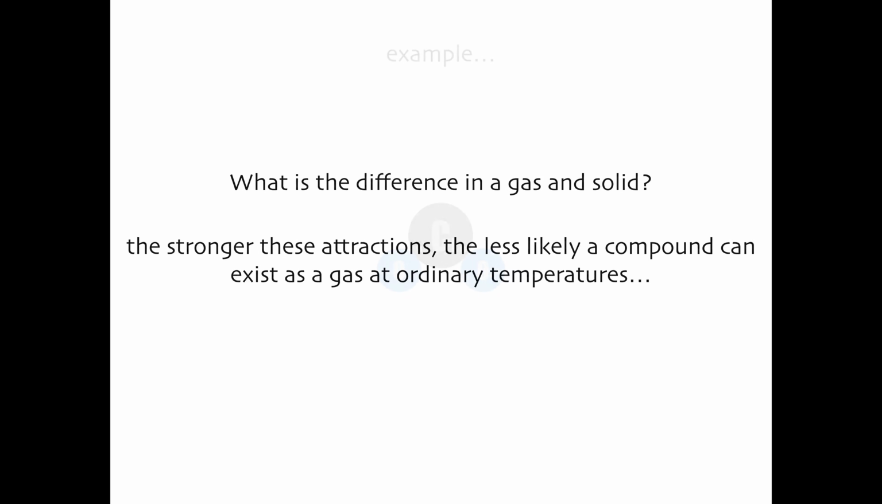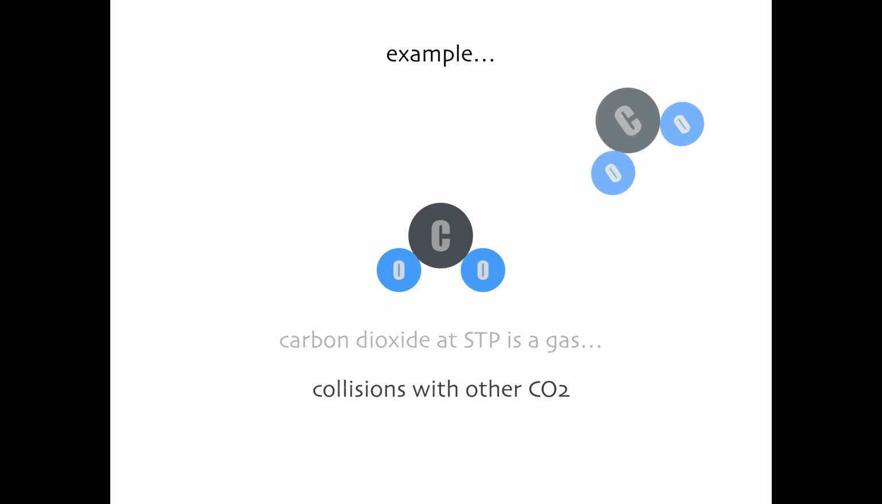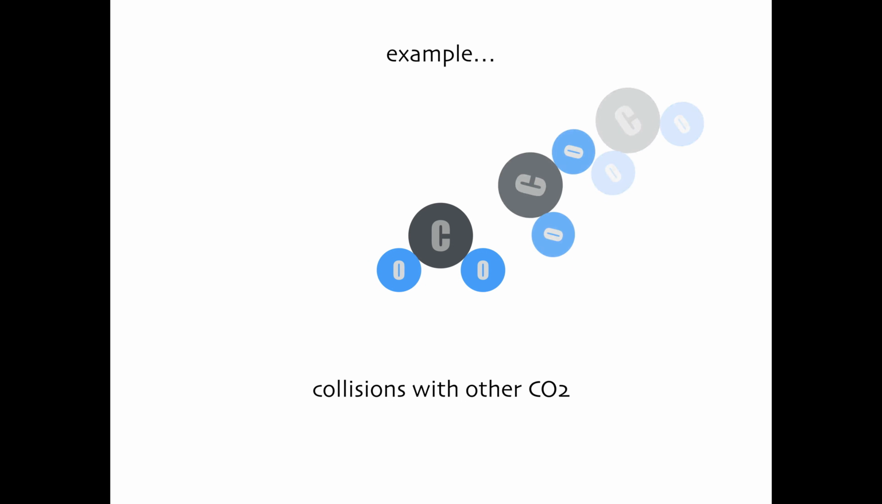Okay? So an example, carbon dioxide. Carbon dioxide we know to be a gas on the surface of the Earth. Right? There might be other planets in the solar system where carbon dioxide is a liquid because of the varying pressures and gravitational pulls of planets. But on Earth, carbon dioxide is a gas. Carbon dioxide at STP, meaning standard temperature and pressure, okay, collisions with other CO2 molecules happen all the time.